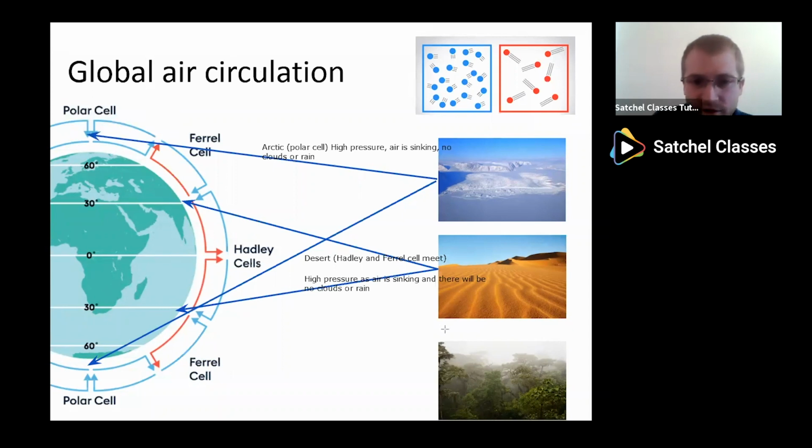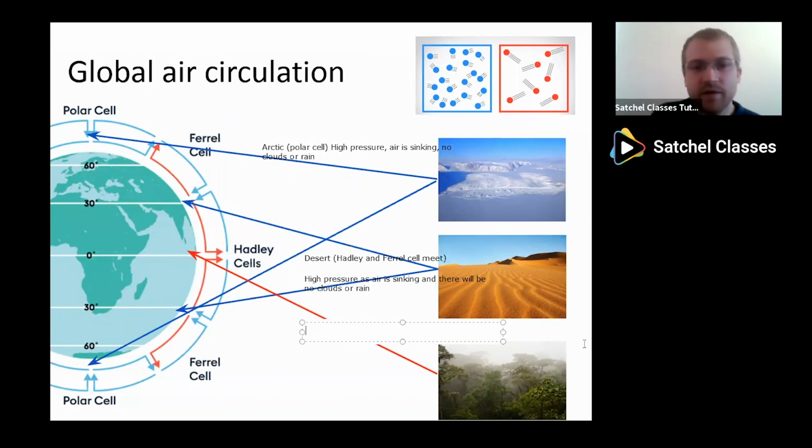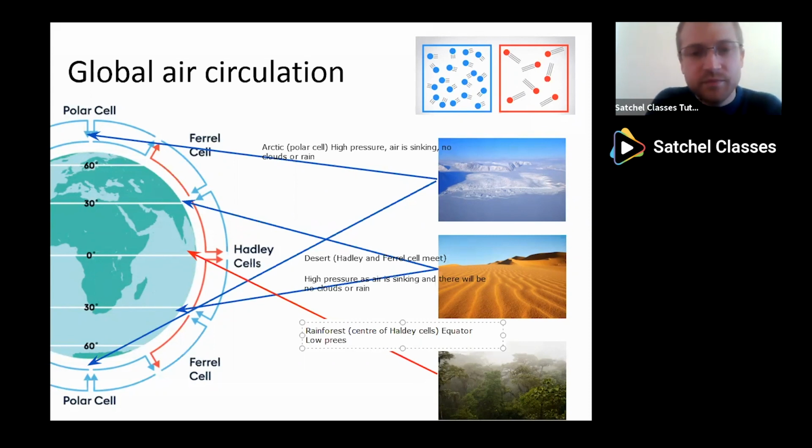Looks like the rainforest here. So we are looking here. Okay, we can see clouds, we can see moisture. So this is our rainforest. This is found at the center of the Hadley cells. I'll just put on the equator next to it. Okay, this is a low pressure area, which means less dense, warm air is rising because of that proximity to the equator, the high solar radiation from the sun. So warm air is rising, which creates clouds and rainfall.